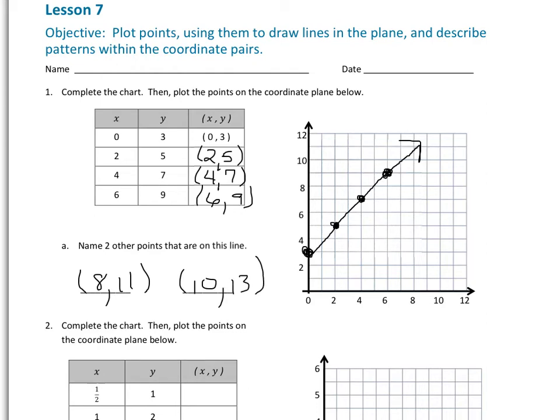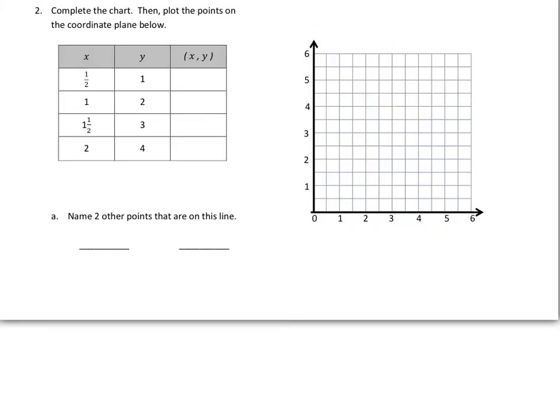Let's move on to question number 2. Number 2 says complete the chart, then plot the points on the coordinate plane below. X is 1/2, y is 1, so you'd have 1/2 and 1. X is 1, y is 2, so you'd have 1, 2. X is 1 and 1/2, y is 3, 1 and 1/2, 3. X is 2, y is 4, so you'd have 2, 4.